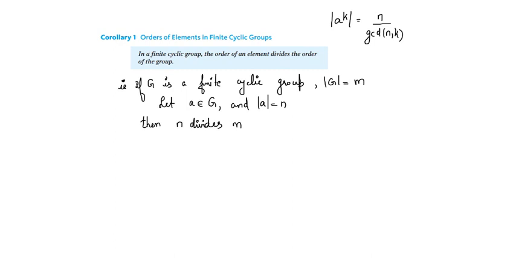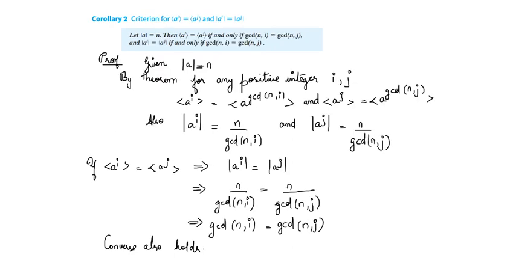Then we have the second one. That is, if the order of a is equal to n, then the cyclic group generated by a^i is equal to the cyclic group generated by a^j if and only if the GCD of n and i is the same as the GCD of n and j. And also their orders are equal if and only if the GCDs are equal. Okay, that is the corollary for this.